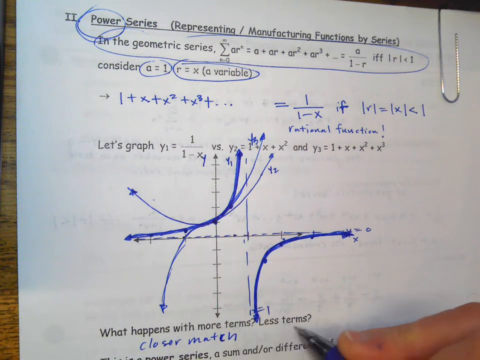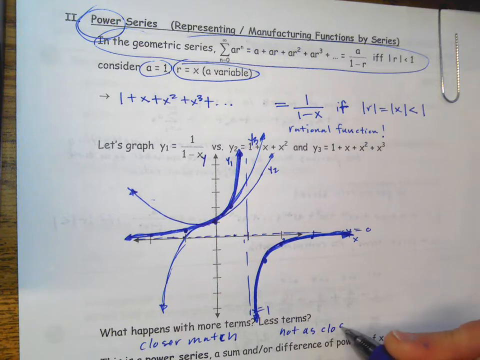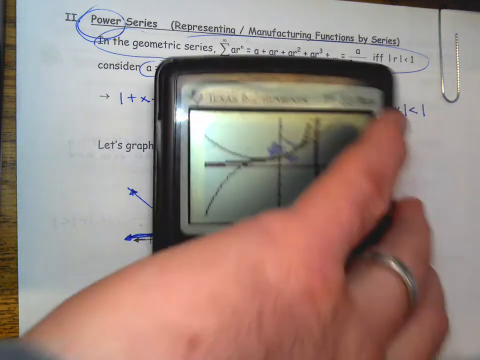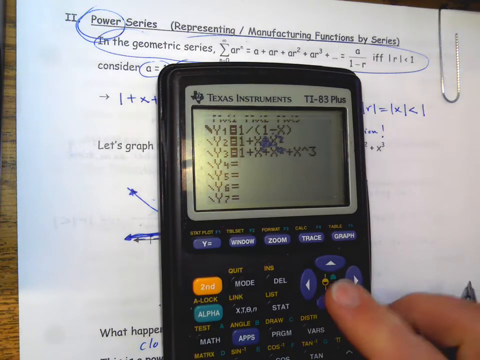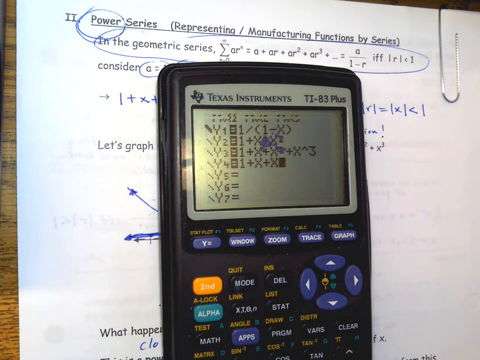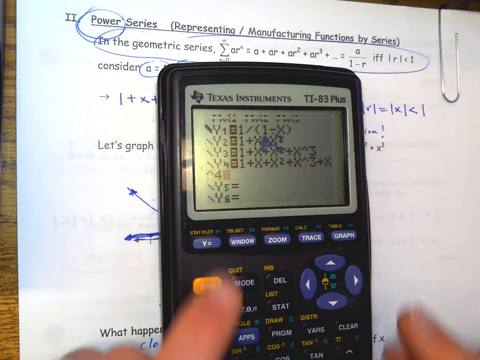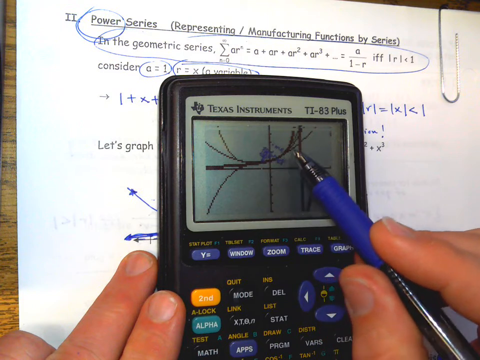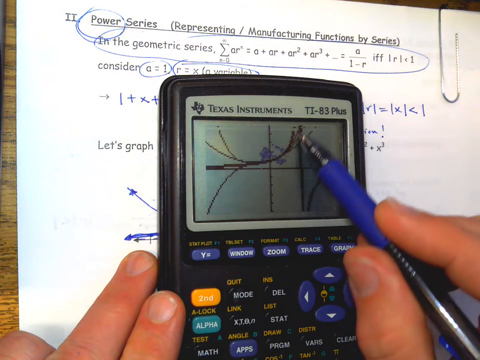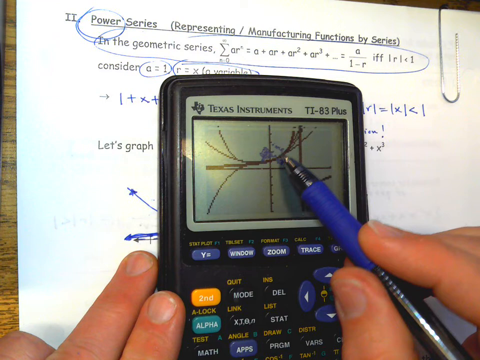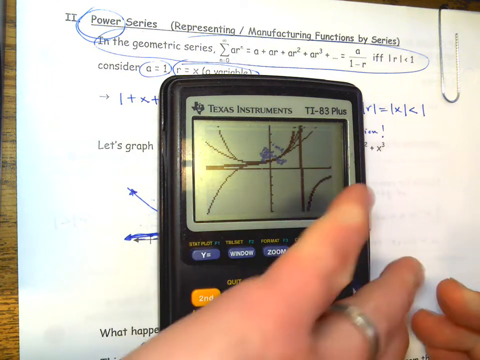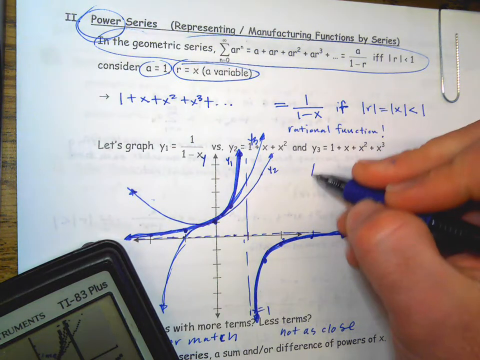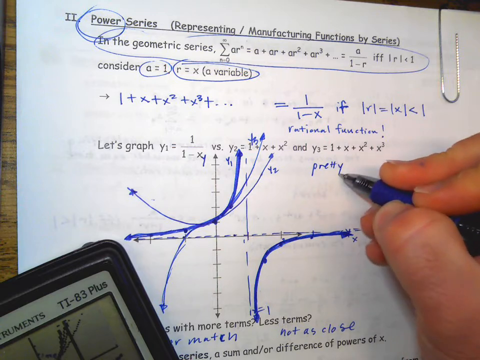Okay? Less terms, not as close. So, I mean, we could go in and do another one: 1 plus x squared plus x to the third plus x to the fourth. Let's graph it. So this one holds on longer than the other two, right? It's closer to that dark line. So the more terms, but it's really only for a certain chunk of the graph.